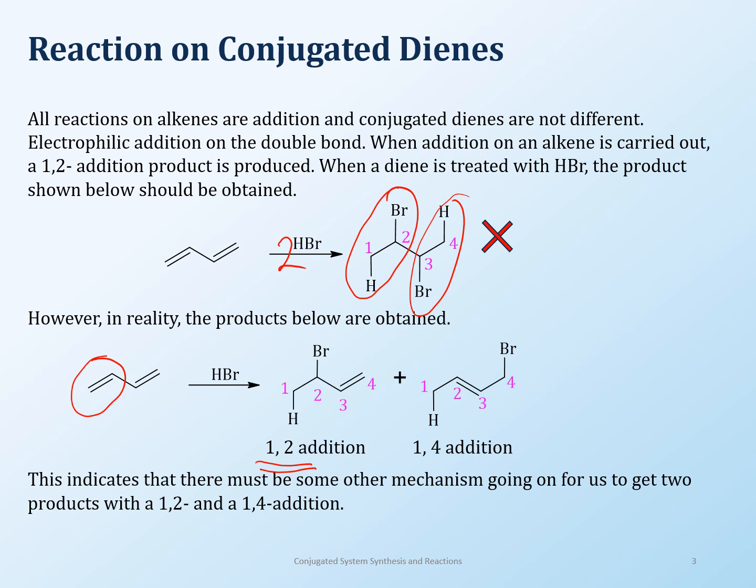The second product, however, is a mystery because now what has happened is you've got the hydrogen in the first carbon, just like here, but the bromine now is on the fourth carbon. Instead of being on the second carbon, bromine is on the fourth one. So this is going to be a 1,4 addition. So two things have happened here. First of all, you've added only 1 mole of HBr. The second thing is you're getting two products, right? A 1,2 addition and a 1,4 addition.